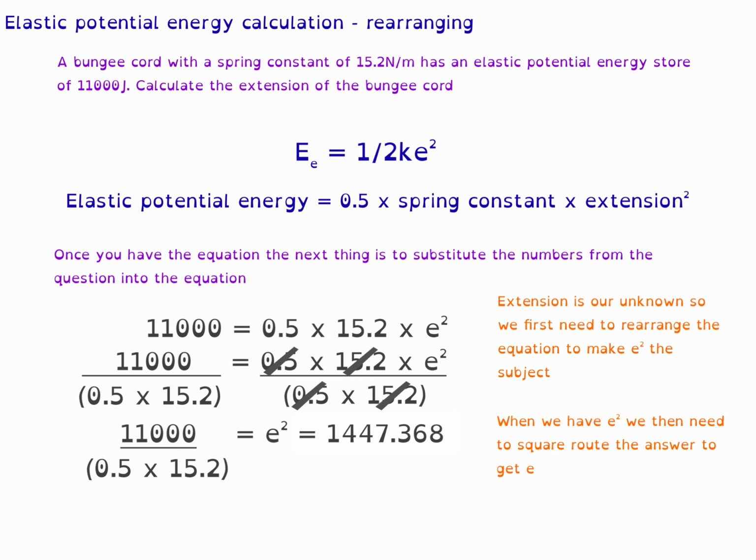So now we have to do the square root to get e, and the square root of 1,447.368 gives us 38 metres.